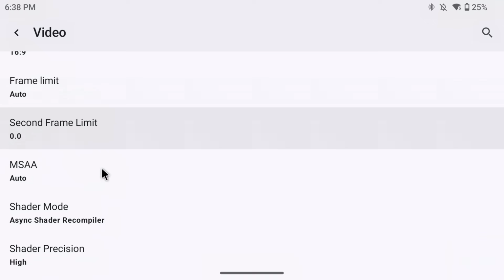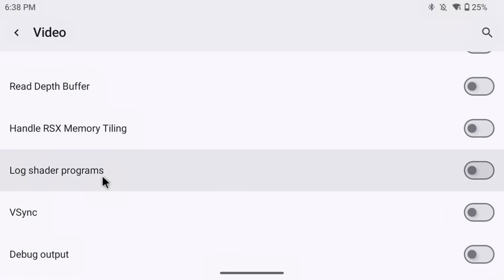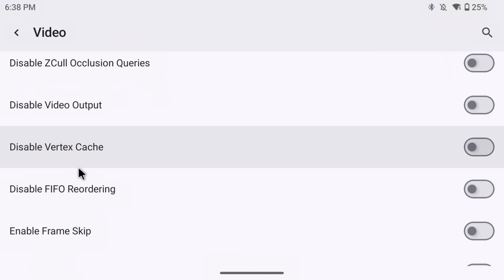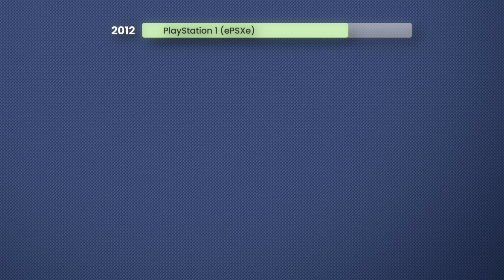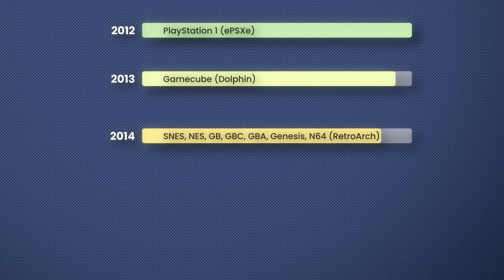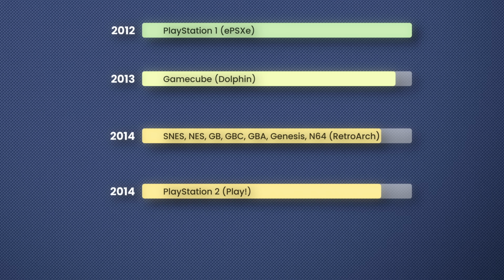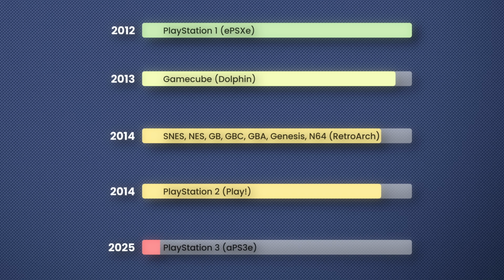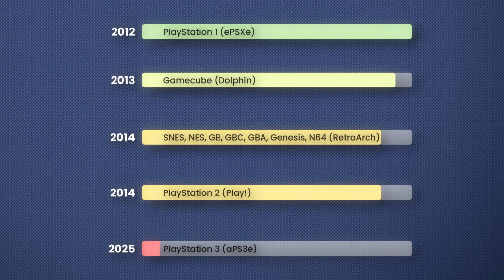Outside of this, there are many options that can be changed, but in my testing, none of them really help very much. We've had PlayStation 1 on Android since 2012, GameCube since 2013. Retroid launched with lots of different consoles in 2014, and so did PlayStation 2. But PlayStation 3 emulation has only existed on Android for 3 months. It's incredibly new and immature, so it doesn't have a lot of compatibility yet. And the games you want to run just might not be possible yet or might not run very well.